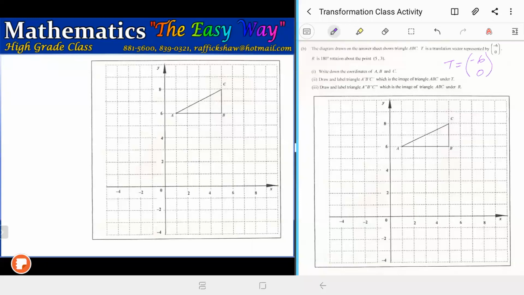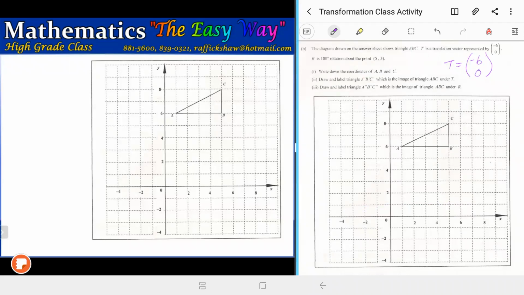And we must know what this means. This simply means 6 units to the left. Remember, this value is a horizontal movement, but because it's negative, it means they're going this way. 6 values to the left, 6 values in the negative x direction. You can look at it that way. That's what it means. 6 units to the left.